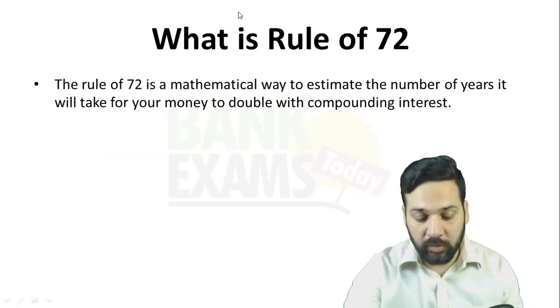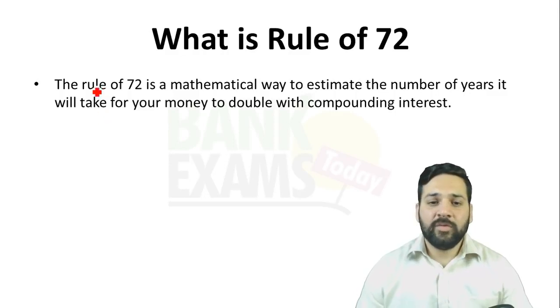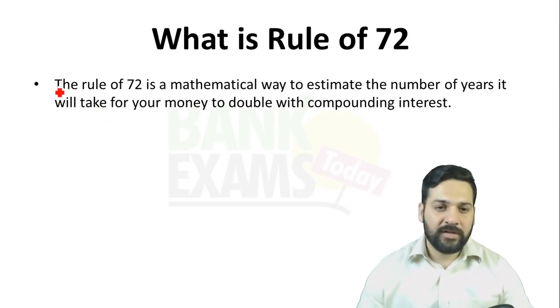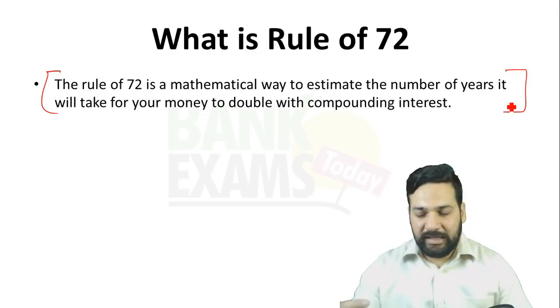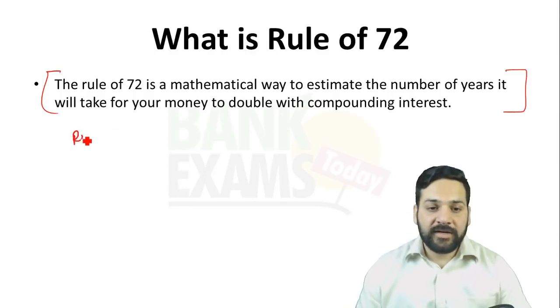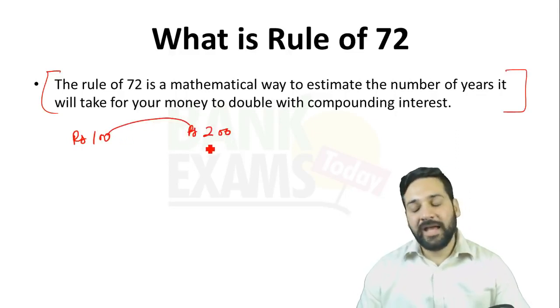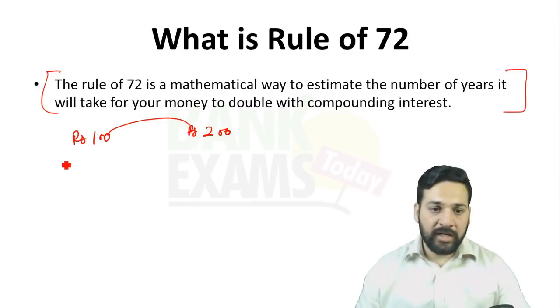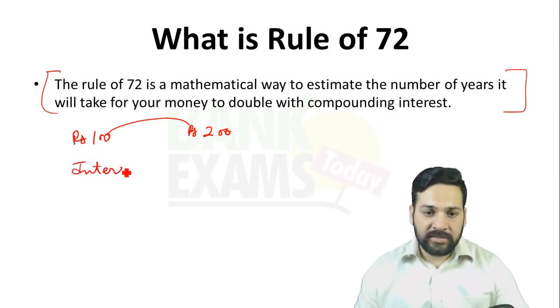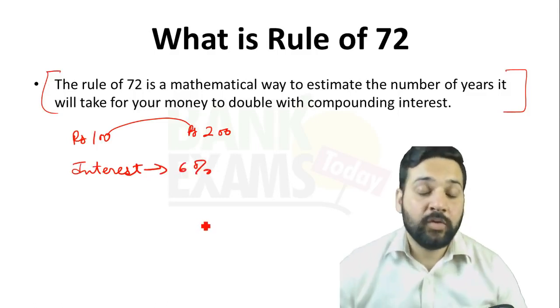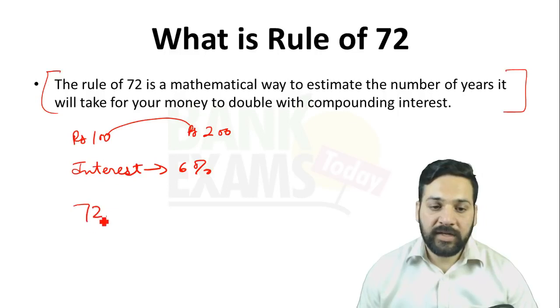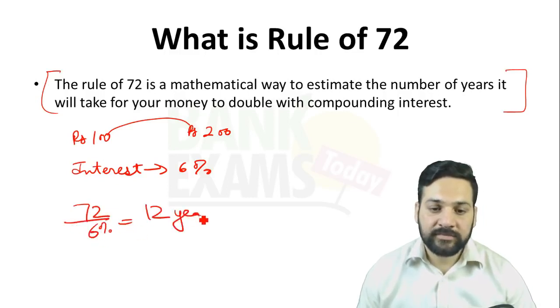First of all, let me tell you what is rule number 72. Let's not get into the definition. Suppose you invested rupees 100. How much time will it take to double your money if the rate of interest is 6%? So according to the rule of 72, 72 divided by 6, it is 12 years.